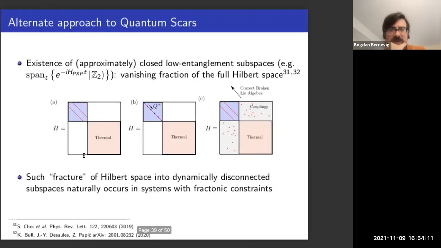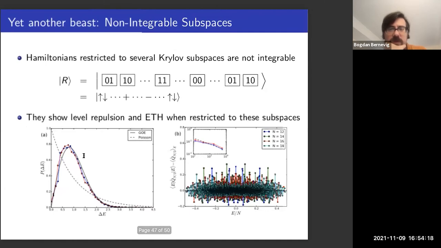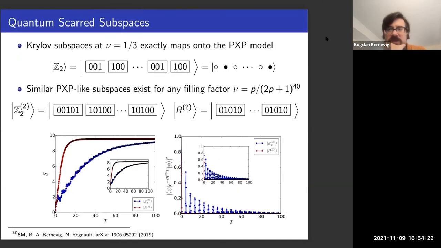Yes, they didn't reproduce exact scars. They're in these things called the PXP models. They're basically Hamiltonians, I don't know if you know these Fendley-type Hamiltonians, where you have a sigma x and some sigma z operators on adjacent sites. So basically this is a projector, one minus sigma z on site one, sigma x on site two, and one minus sigma z on site three.